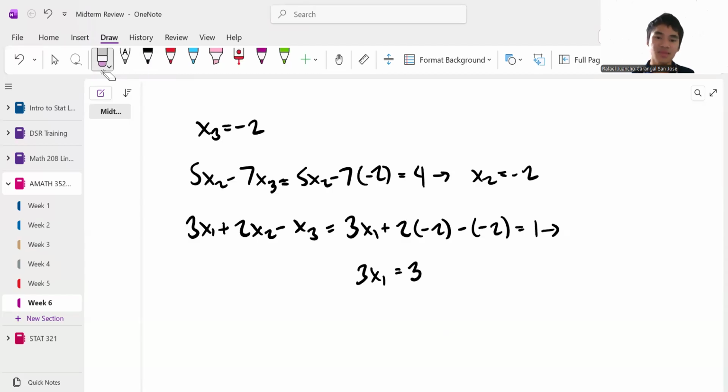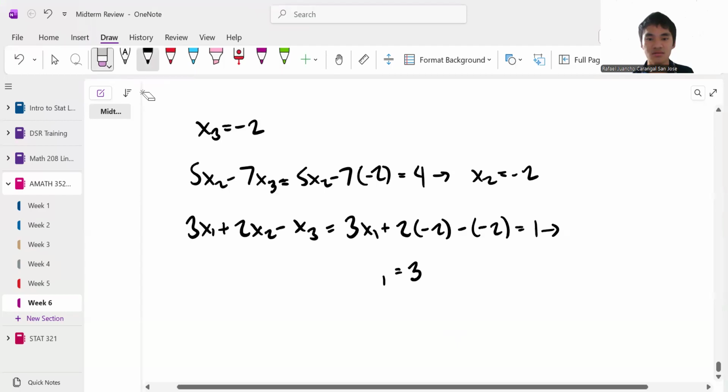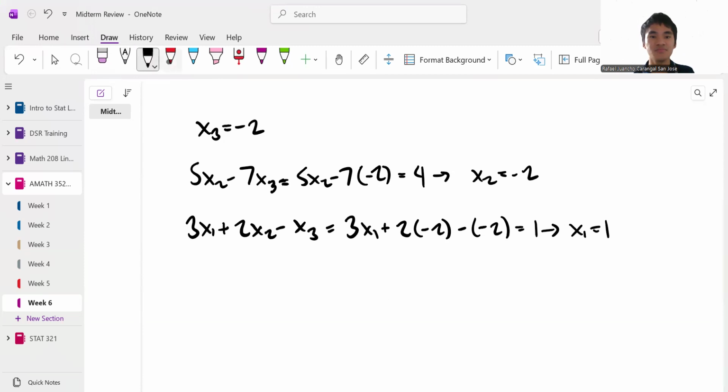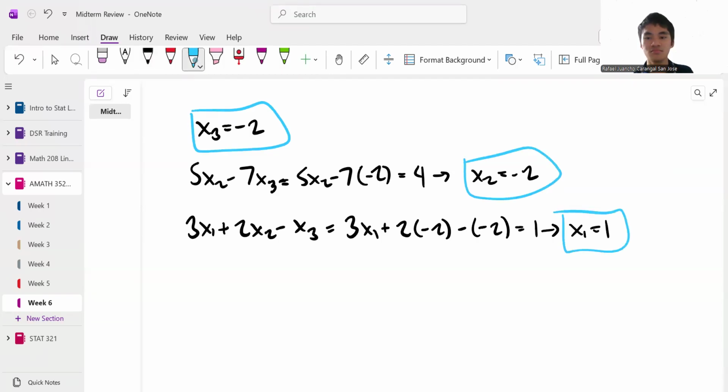Can't erase. Uh-oh. OneNote's not responding. Funny. Okay, back to 1. And there we have it. Those are our solutions for that linear system. Cool.